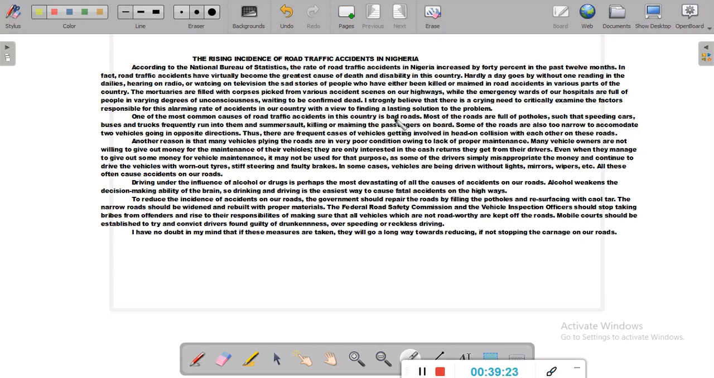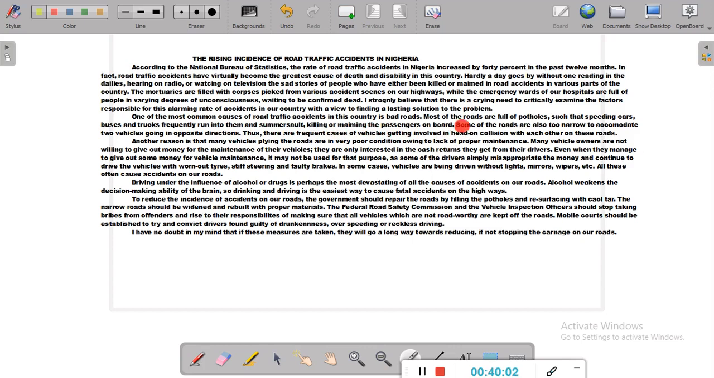Now, having stated the point, we have to support the claim with evidence, and so the rest of the sentences in this paragraph will buttress the point that bad roads are a major cause of road accidents in our country. So let's continue. Most of the roads are full of potholes, such that speeding cars, buses and trucks frequently run into them and somersault, killing or maiming the passengers on board.